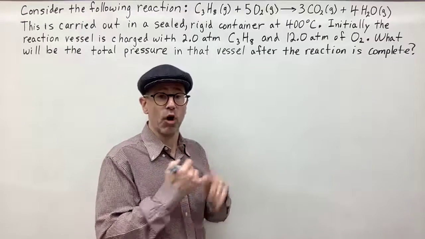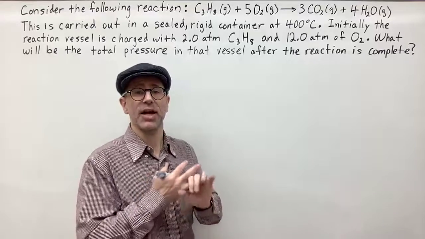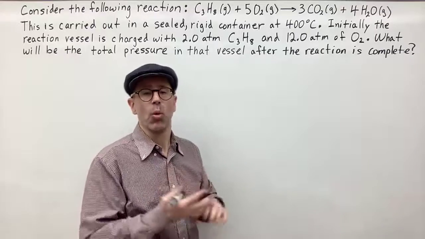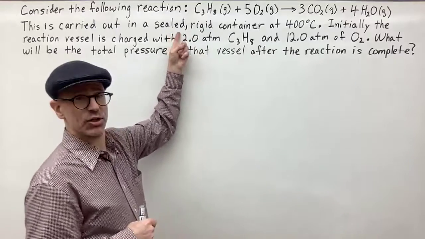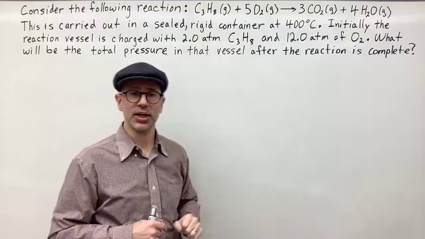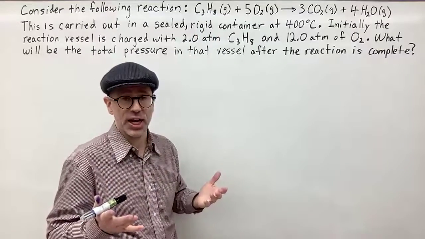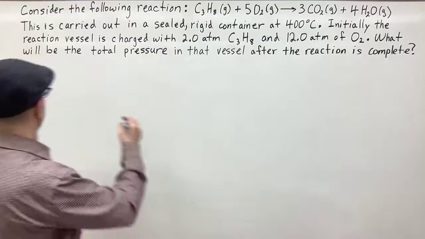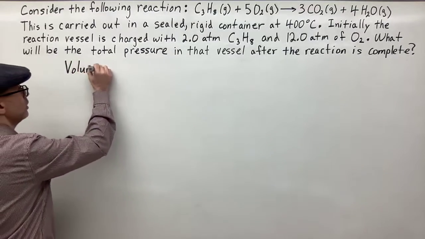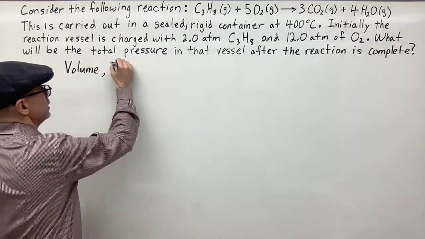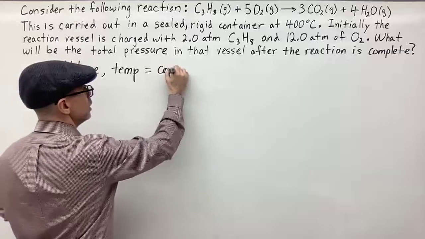Everything's happening in the same container, so all of the gases are under the same conditions. That means the volume of the container is not going to change and the temperature is not going to change. Why is the volume not going to change? Well, we're told that it's a sealed, rigid container. If it's sealed and rigid, the volume's not going to change. So let's write that down. Volume and temperature are constant.